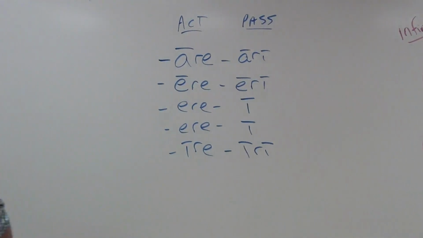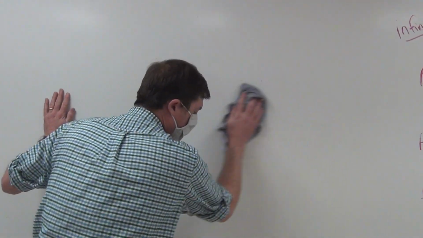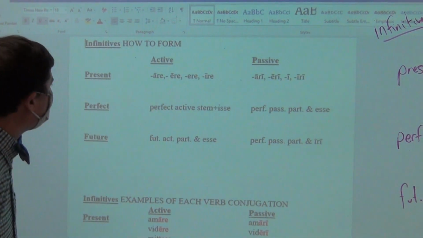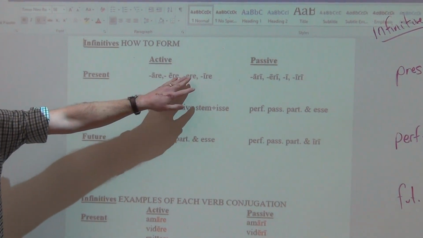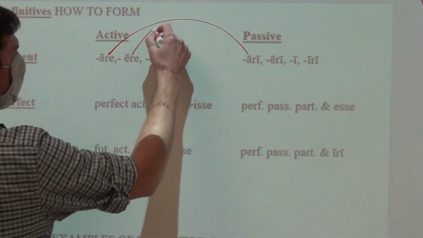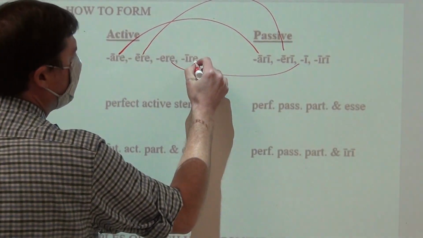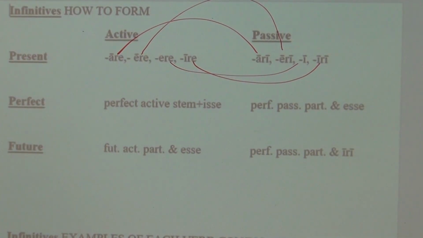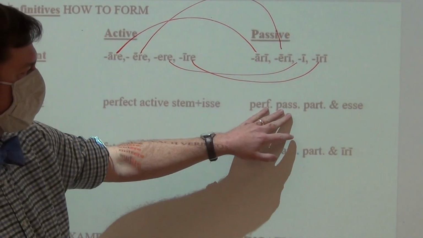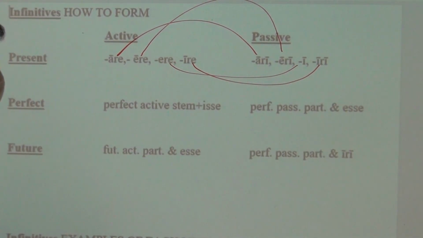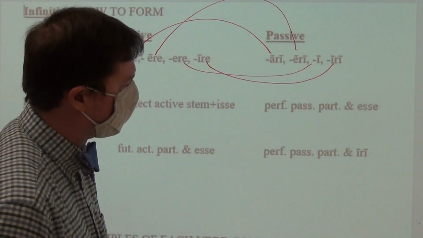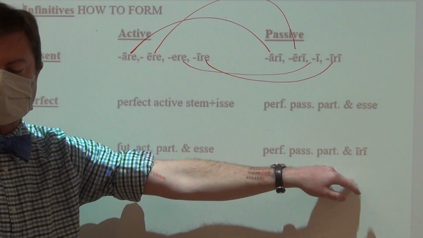All right, so let's quickly look at a couple of examples in my study guide that I have made. And here it is, and that is available to you. In this study guide, it lays it out in that the present infinitives, you'll see are, ere, or ire. And for the passive, you remember, are becomes ari, ere becomes eri, ere becomes i, and ire becomes iri, just like that. And again, for the perfect, you take the perfect active stem, and you add esse to it for every one. Over here, you take the perfect passive participle, and esse as obviously a second word. For the future active participle plus esse as the second word, and the perfect passive participle plus iri as the second word that is there.